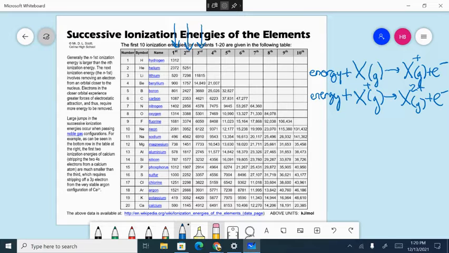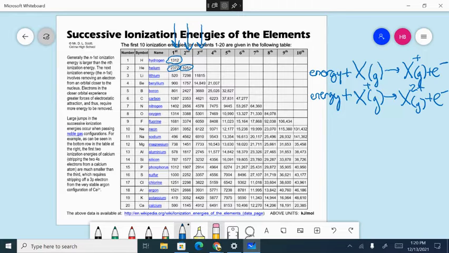So let's break this down. You see hydrogen only has one valence electron, and it has only the first ionization energy. That makes sense, right? Look at this. As you go on, helium has a very high ionization energy. He doesn't want to give up his valence electrons.